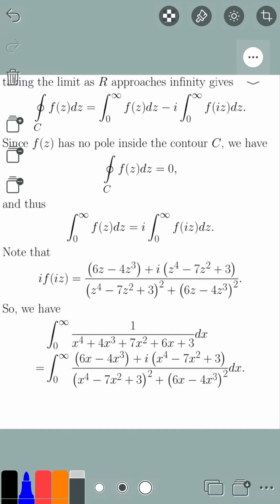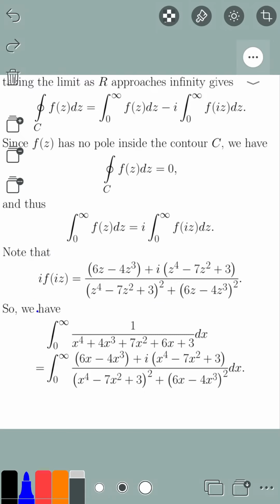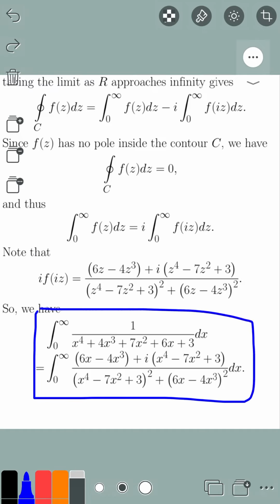And notice that i times f of iz is equal to this thing right here. And so see, this is similar to the integrand of our original integral that we're solving. So plug in the expression for f of z and i times f of iz, and change the dummy variable for the integration from z to x, then we get this equation here. The variable doesn't matter, we can use z or x, whatever we want.